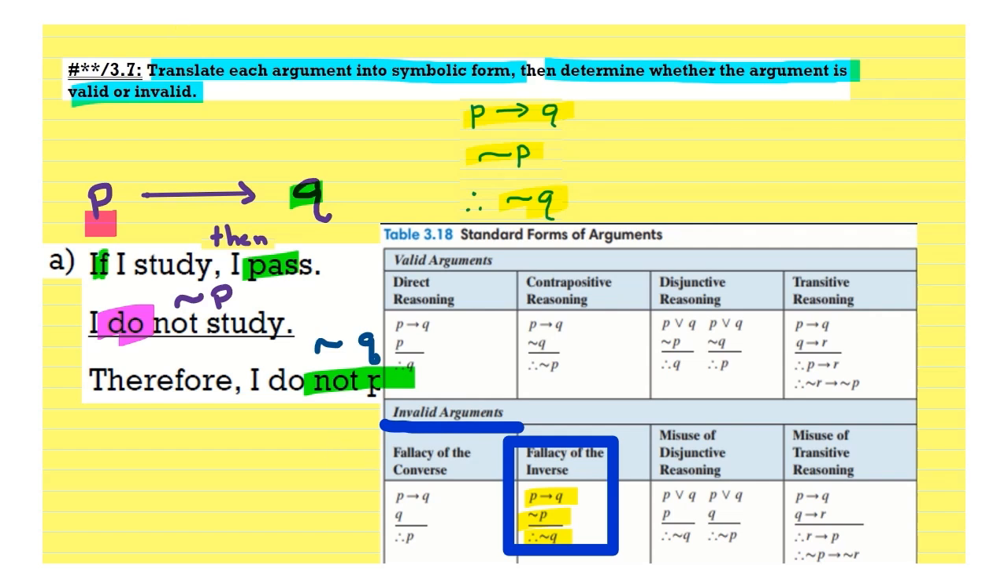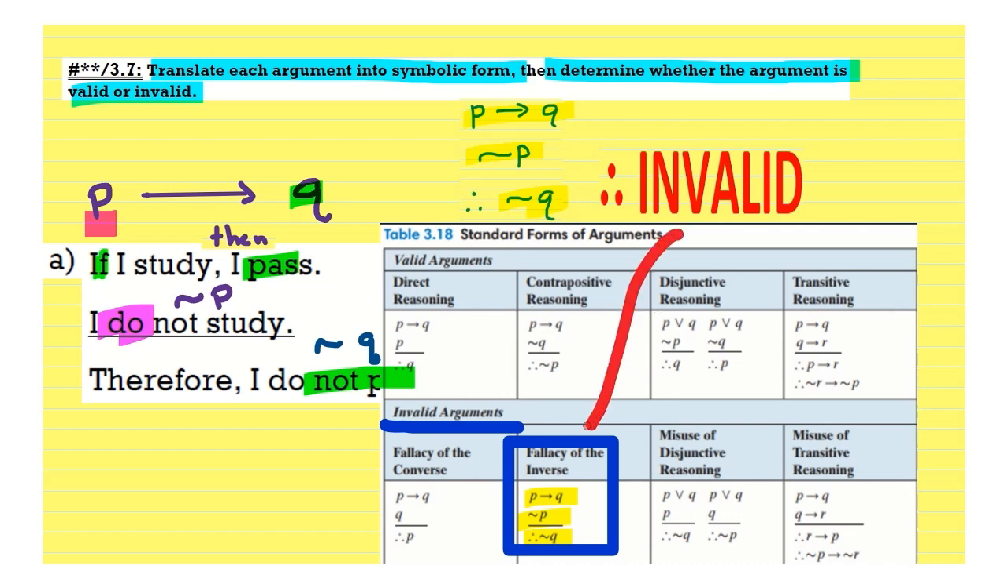argument. So we have converted our sentence to symbolic language, and now we can determine that these three sentences, if I study, I pass. If I do not study, therefore I do not pass, is not a valid argument. So it is not valid by reason of the fallacy of the inverse.